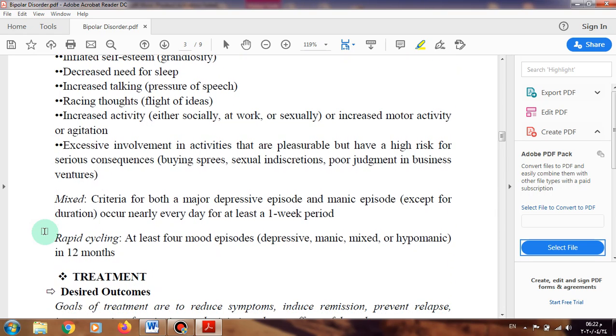And next type criteria for both major depressive episodes and manic episodes except for the duration، هاي هنا أسبوعين هنا أسبوع أو أكثر، that occur every day for at least 1 week period. 2 conditions. والرابع rapid cycling: at least 4 mood episodes, depressive, manic, mixed or hypomanic, that occur in 12 months.